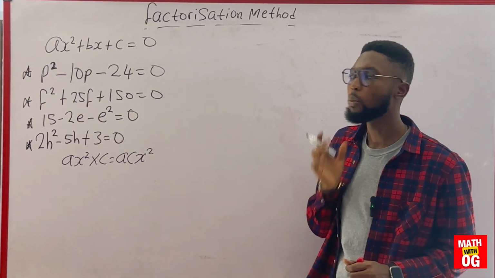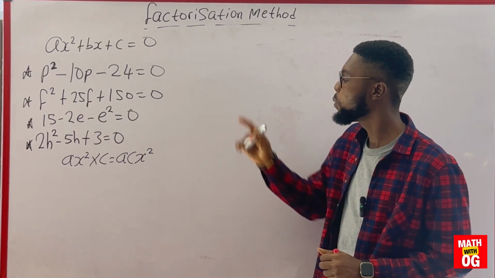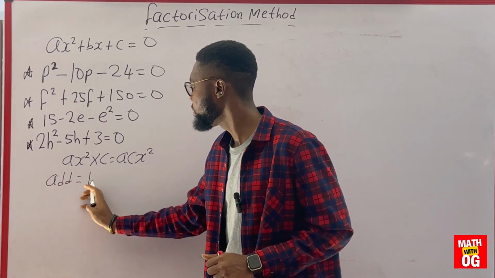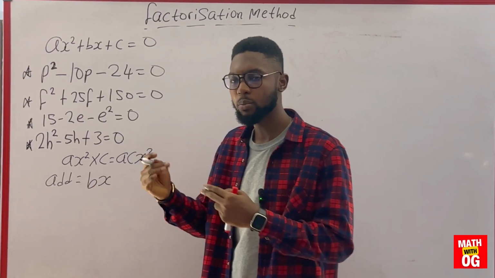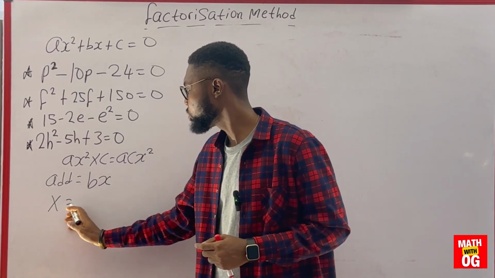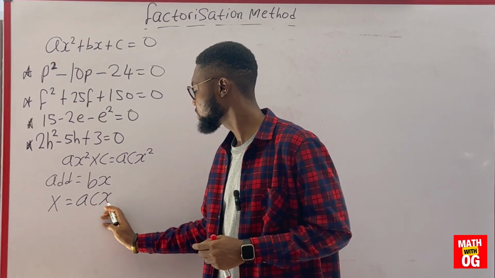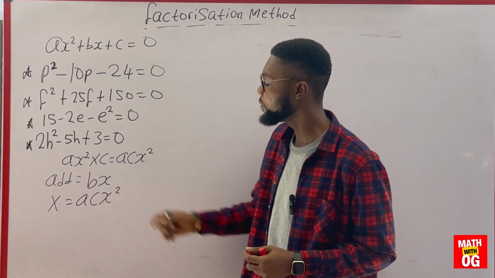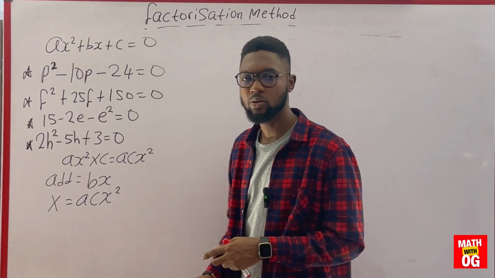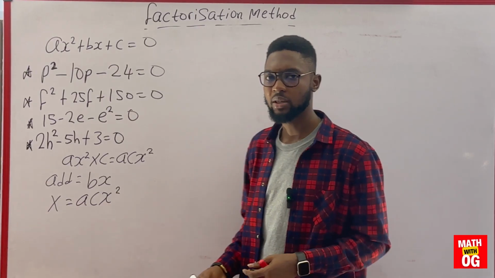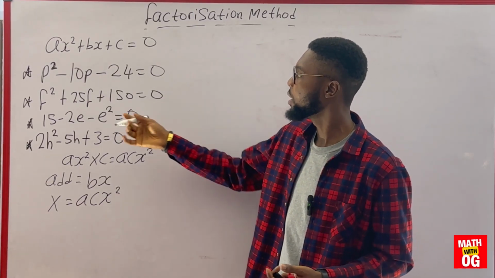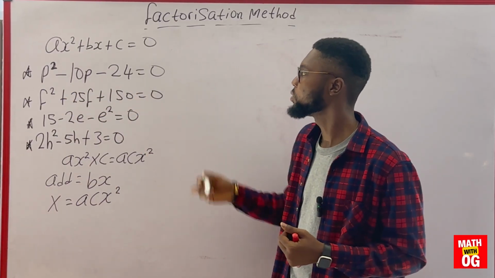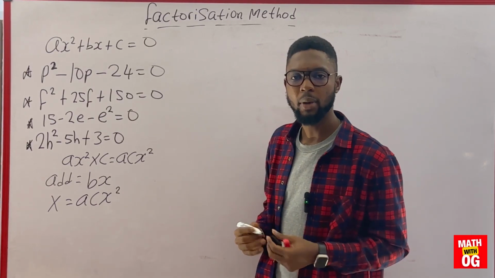Now you'll be looking for two numbers that when you add up, will give you bx, but when you multiply them, should give you ac x squared. In this form, it will be very difficult to look for two numbers that add up to bx and multiply to ac x squared, but we're using arbitrary numbers, numbers that don't really exist. If you want to use this idea to play with a question, you will get more light about what I'm talking about. So you have p squared minus 10p minus 24.